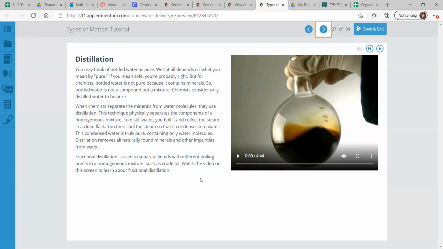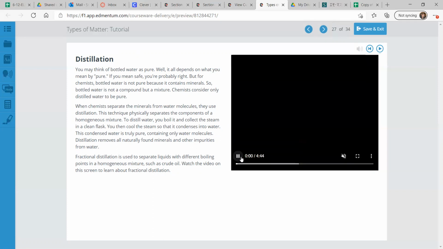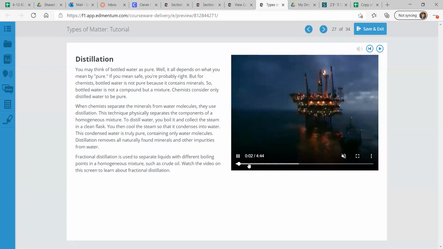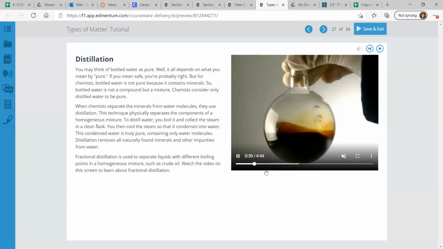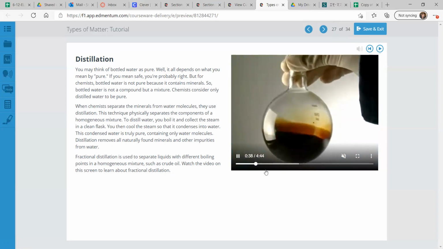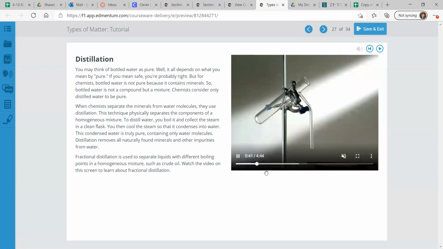And fractional distillation is used to separate liquids with different boiling points in a homogeneous mixture, like crude oil. This video goes into that. So on the small scale, crude oil is made of hydrocarbons, and in its natural state, it's not very useful. People have to separate out the hydrocarbons and the different versions of crude oil to make it useful to us.